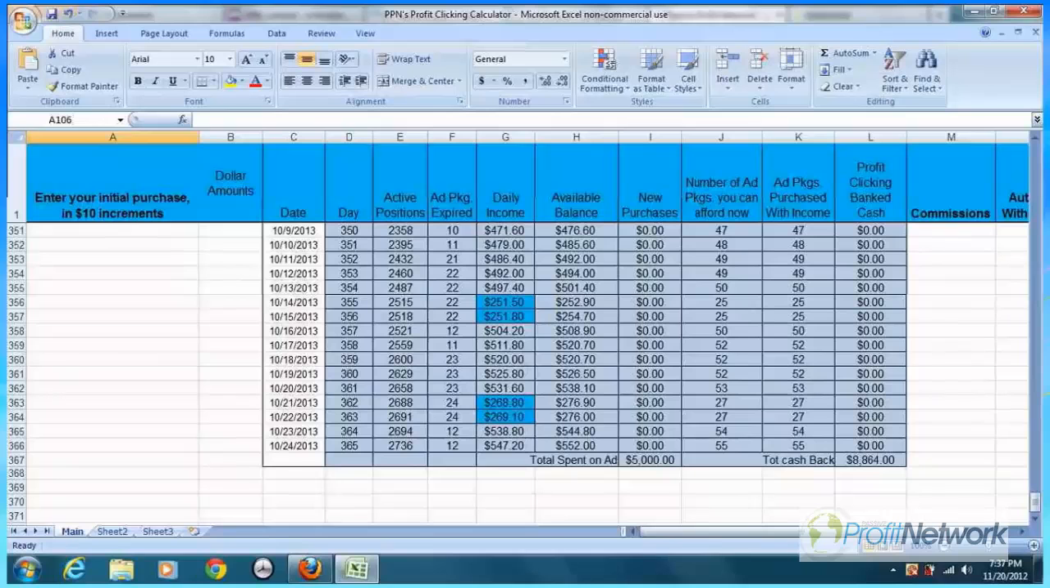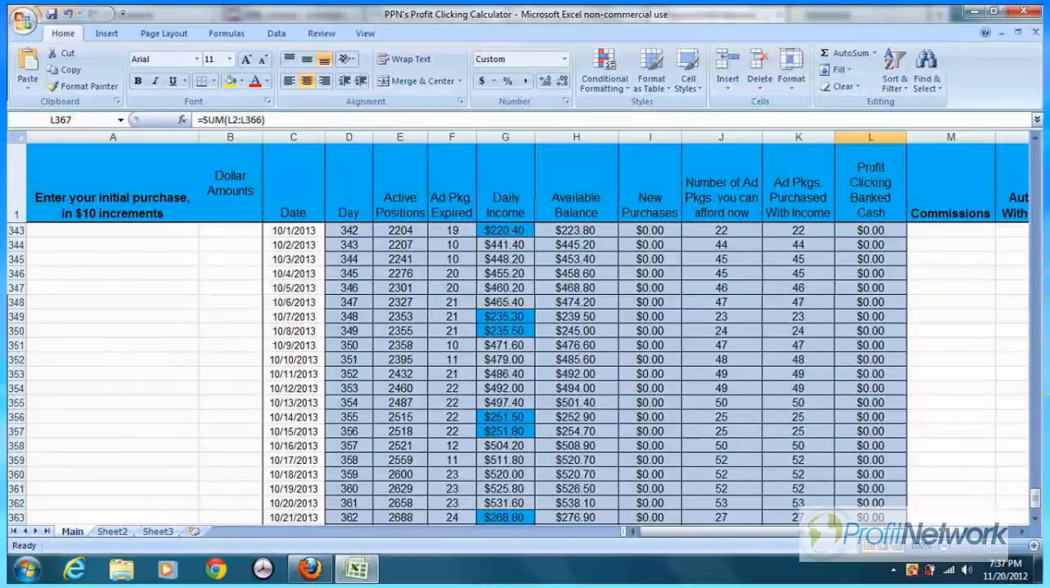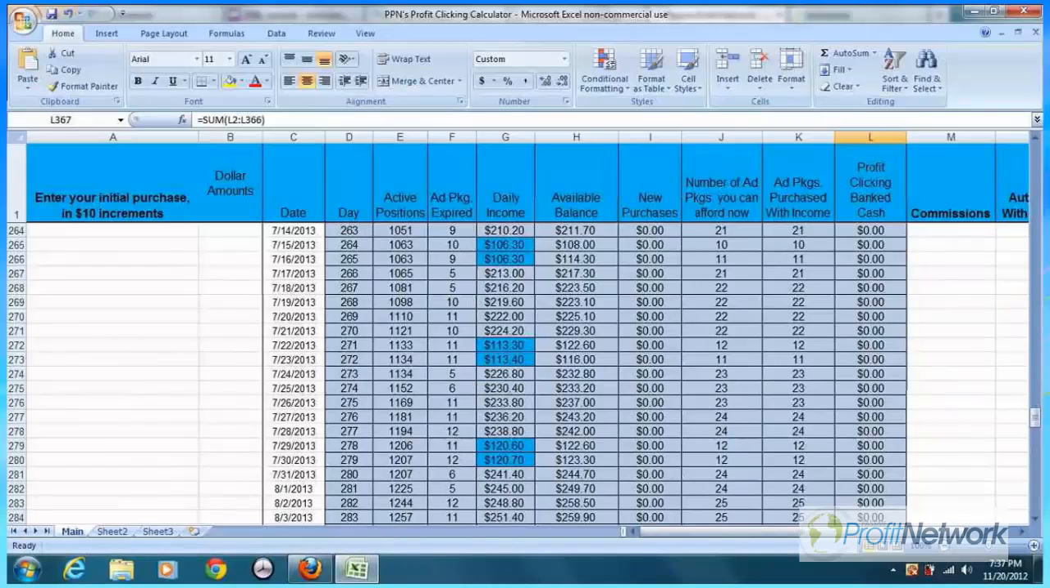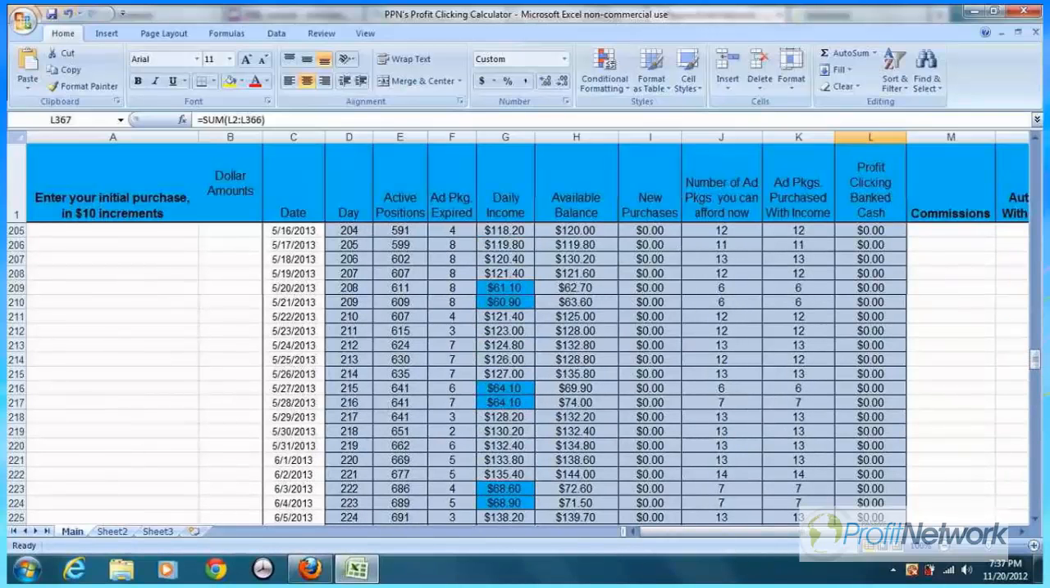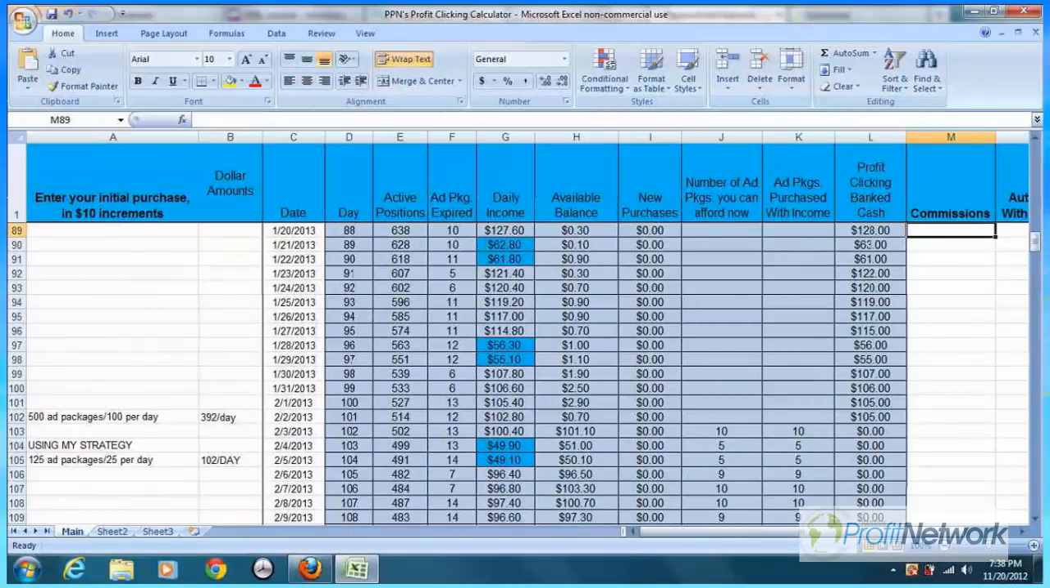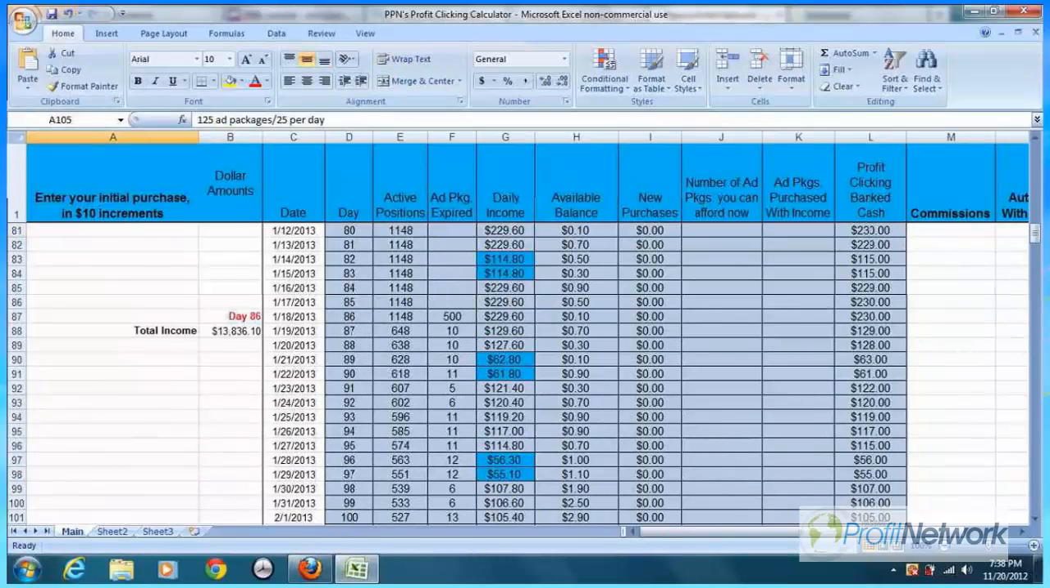Now you have $8,864 sitting in your account. So what you can do now is take that $8,864 and we're going to add it to 1,250, because that's how many ad packages we still have working for us after this profit shift. All right.